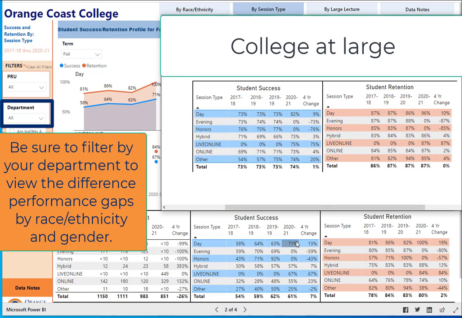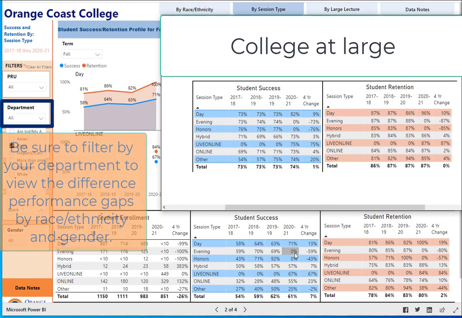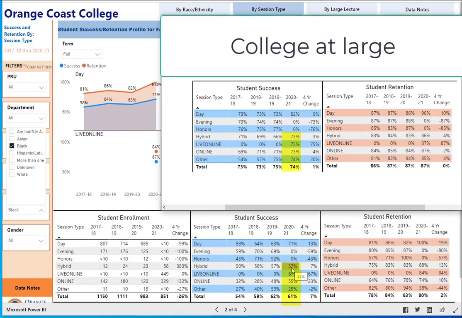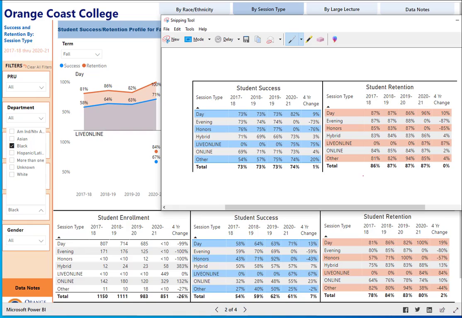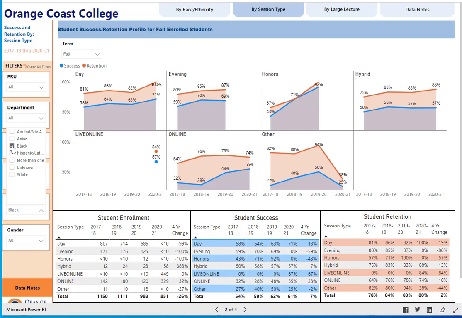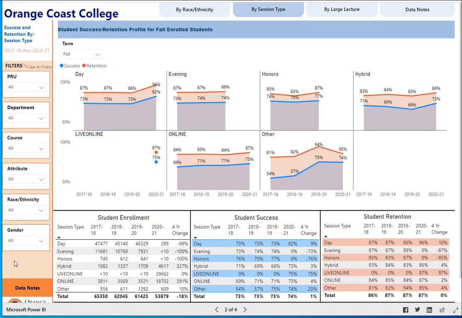Notice that for day, there's about a 10% difference, but when we go to hybrid, the difference between the two groups increases quite a bit. Then you can see for live online, 75% versus 67%. For online, 73% versus 55%. Again, a lower success rate, and then again for others. So it's good for us to look at the college at large and compare different groups of students. You could also take this dashboard and compare by gender.